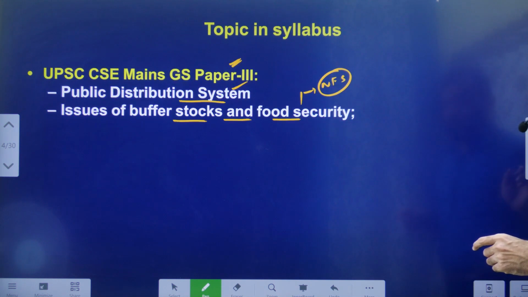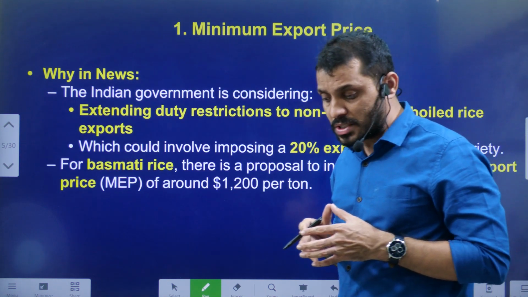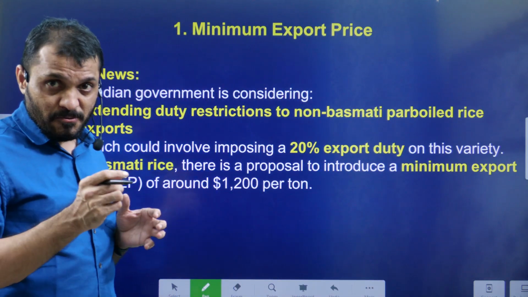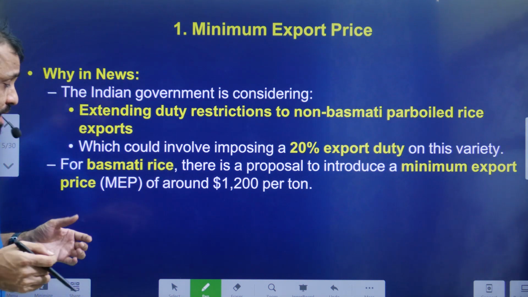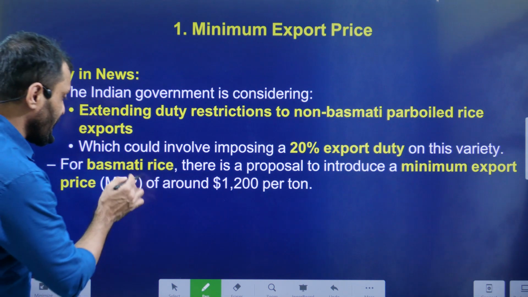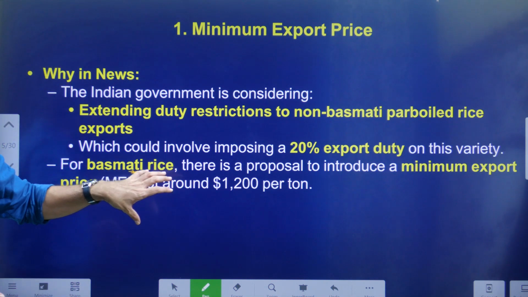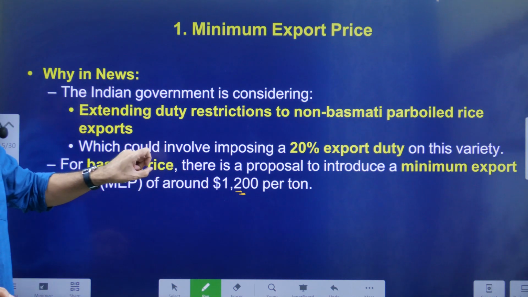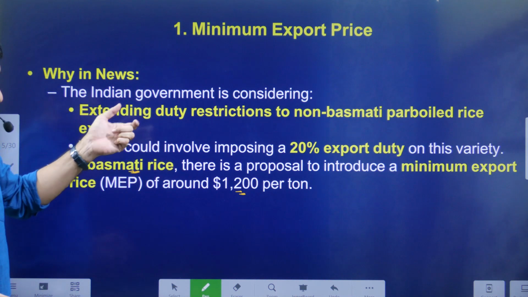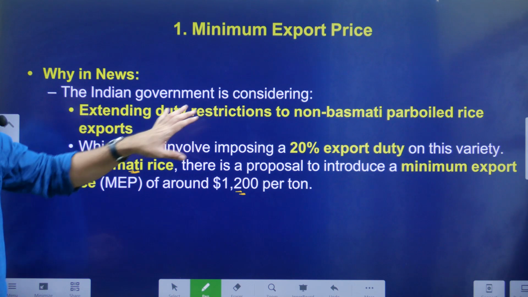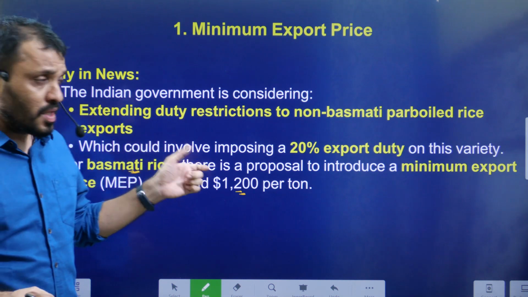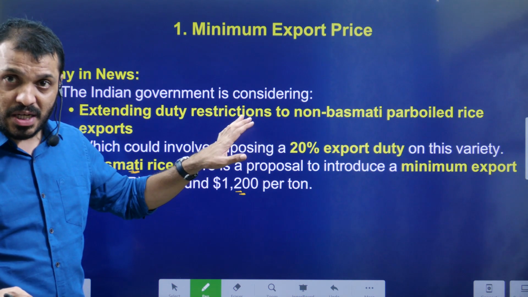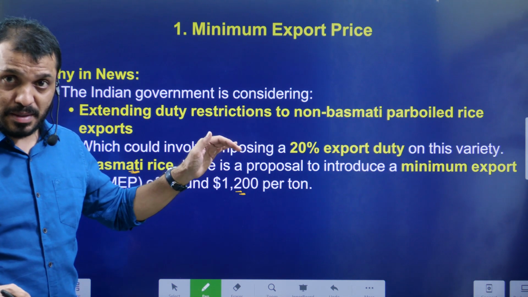Now let us focus on why it is in news. It is in news, students, because the Government of India recently imposed a minimum export price. 24 hours back, it imposed a minimum export price on Basmati rice, and the amount is 1200 per ton. I'll explain what this minimum export price is. Previously, the government also announced a minimum export price on non-Basmati parboiled rice exports. Previously, there was no minimum export price on parboiled rice export. Recently, it was imposed.